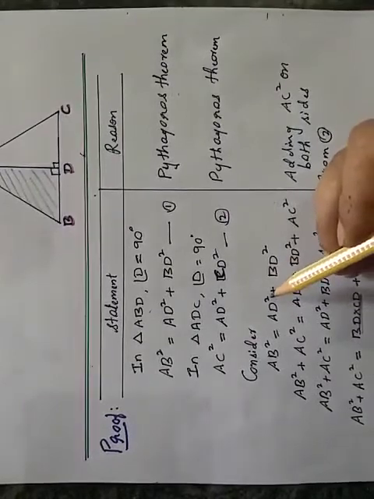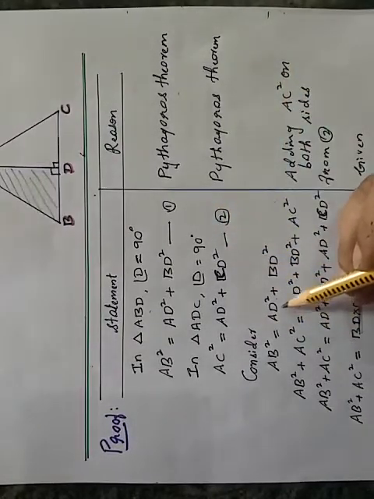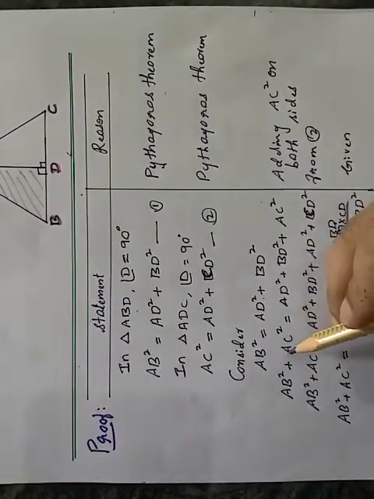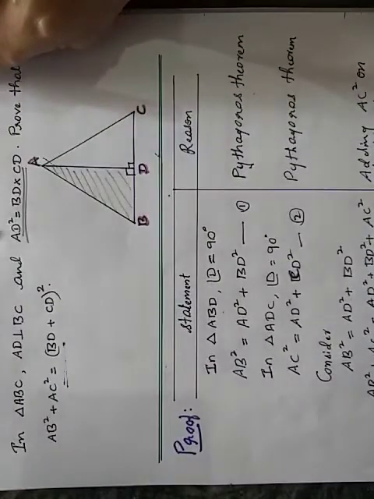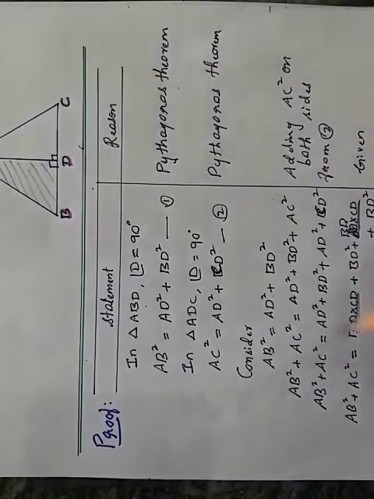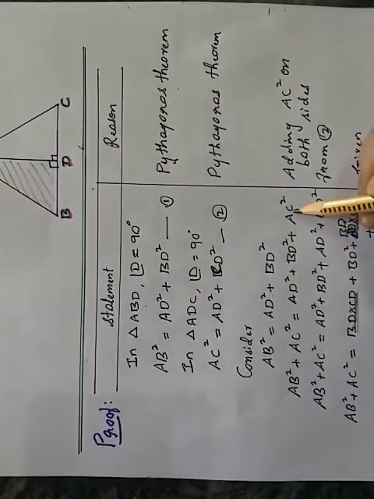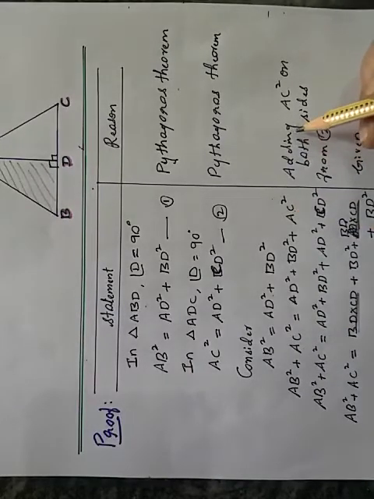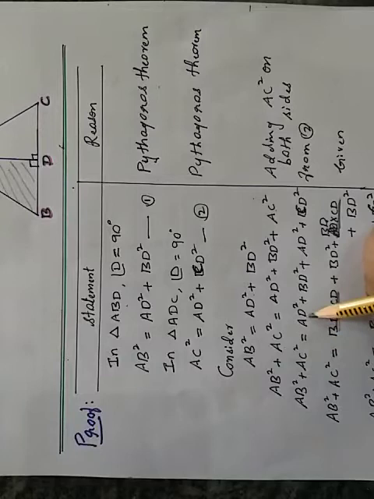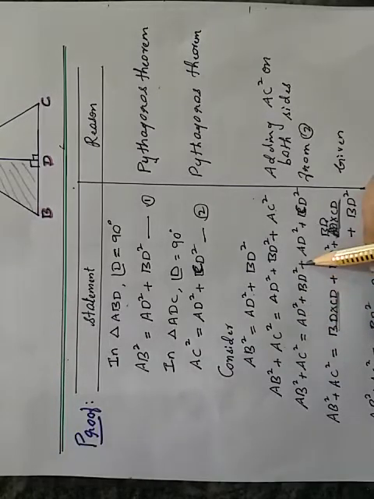Now consider the first one, that is AB square is equal to AD square plus BD square. In the proof, you want AB square plus AC square, AB square you already have, so you need AC square. What I am doing is adding AC square on both the sides, plus AC square on the LHS, plus AC square on the RHS. You have to give the reason: adding AC square on both the sides. Now AB square plus AC square is equal to AD square plus BD square plus AC square.